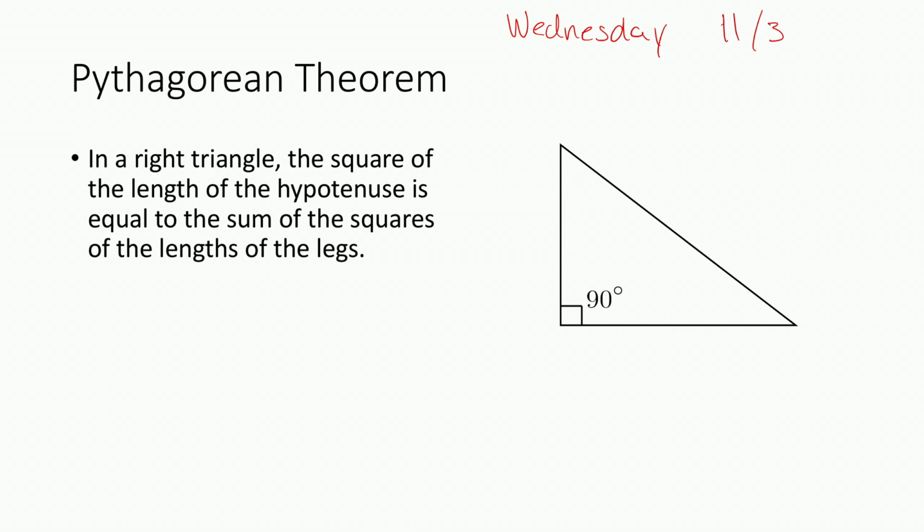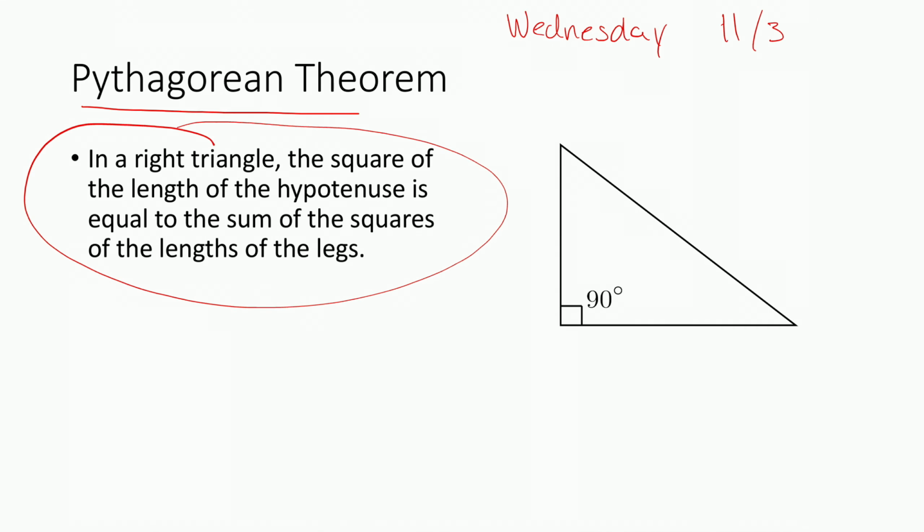All right, so in a right triangle, the square of the length of the hypotenuse is equal to the sum of the squares of the lengths of the legs. All right, what is that basically saying? We have a right triangle here. I'm not asking you to write this down, by the way. You do not have to write this down. I do want you to write the title. And I want you to draw the right triangle here.